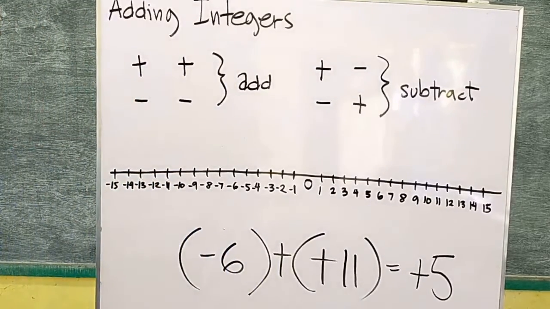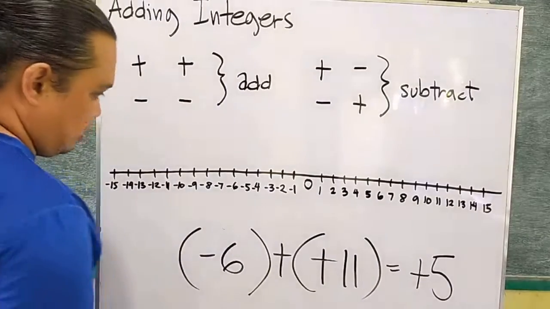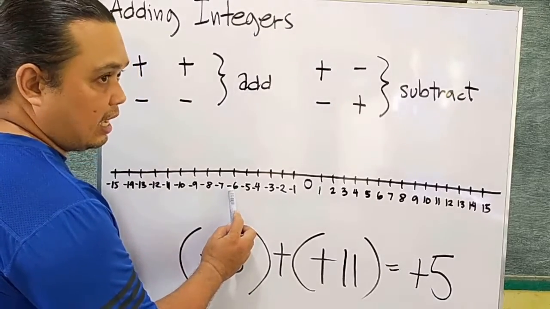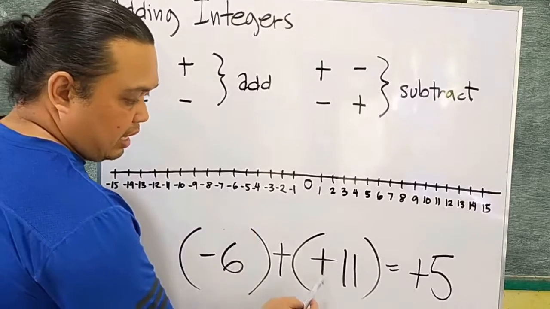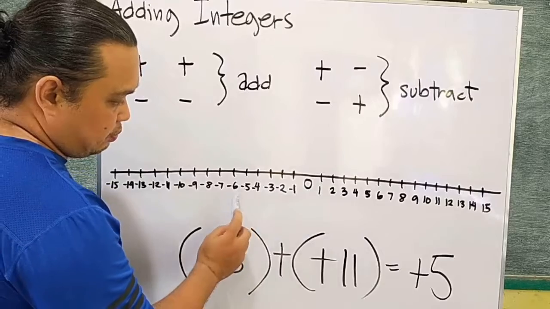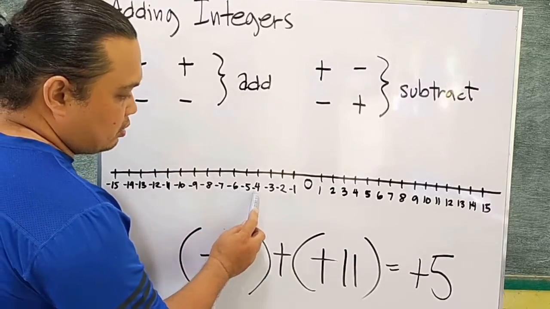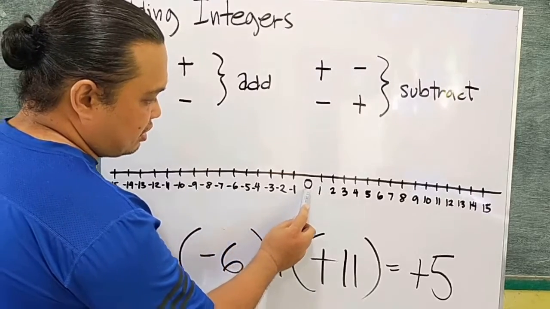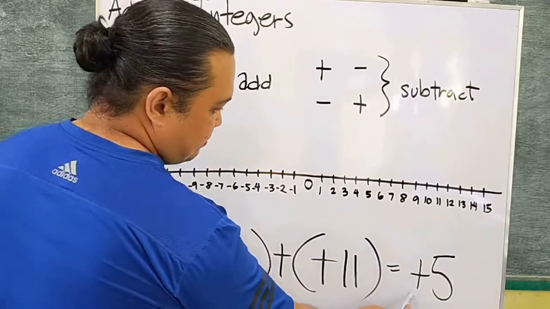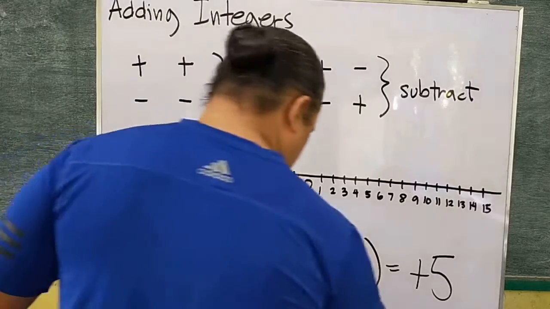Now let's answer that using our number line. We have negative 6 here. From negative 6, we need to move to the right. Why? Because we are adding a positive number, and positive is going to the right. So let's move 11 steps to the right: 1, 2, 3, 4, 5, 6, 7, 8, 9, 10, 11. And we have positive 5 for our answer. Let's have some more examples.